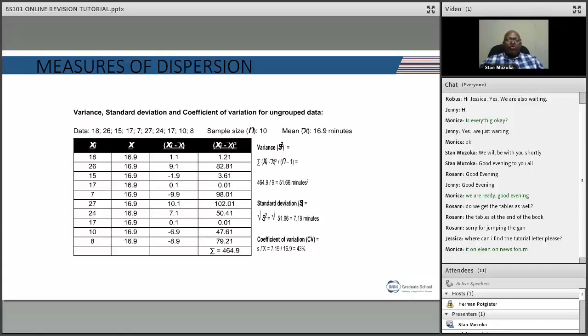Therefore, we do know that our standard deviation is 7.19 minutes. Our mean was 16.9. Divided and multiplied by 100 is equal to 43%. So that data set varies to a degree of 43%, which is fairly large. The data may not be relied upon. It's got a very large variability. Therefore, it has got small reliability.